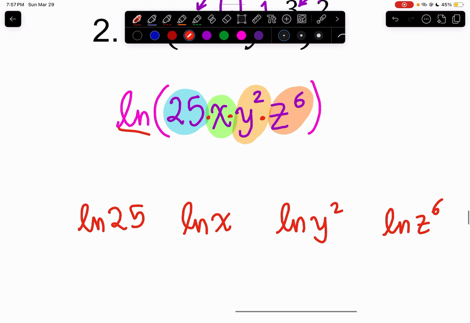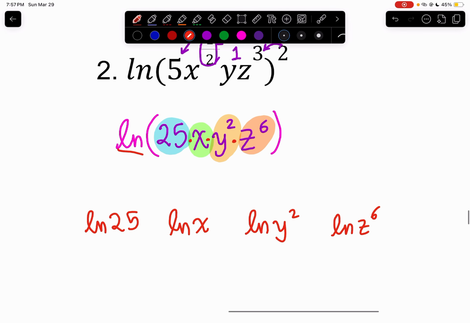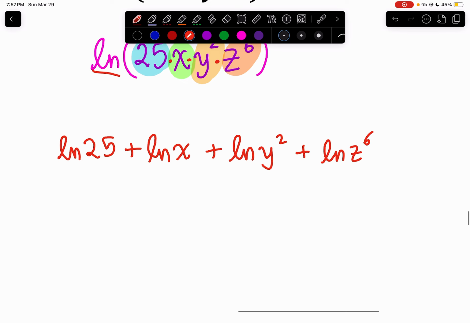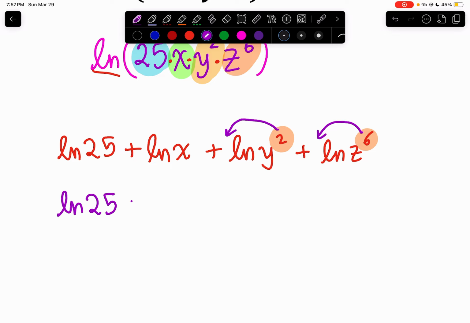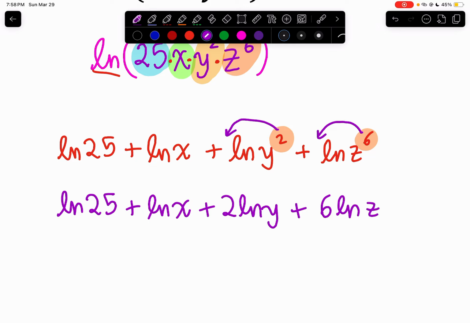Okay, now again, I'm going to do operations. All of these are being multiplied. There's no division at all, so they're all being added together. And then I'm going to check for any exponents, which I do see here and here. So I'm going to move those. So we get natural log of 25 plus natural log of x plus 2 natural log of y plus 6 natural log of z, and then we're done.